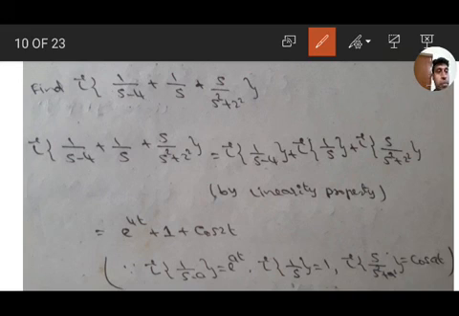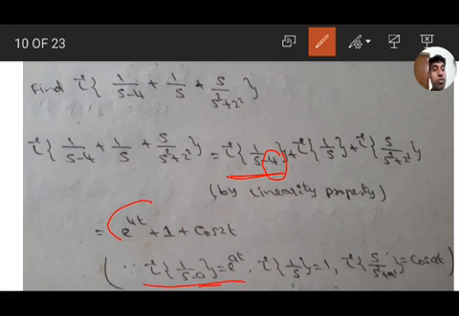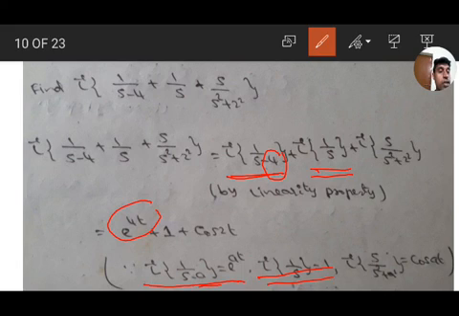That is the linearity property. And it is the formula: L inverse of 1 by s minus a equal to e to the power of at. Here a equal to 4. So e to the power of 4t. And L inverse of 1 by s, we have the formula L inverse of 1 by s equal to 1. So that is 1.